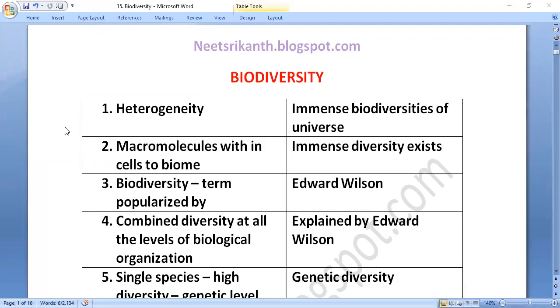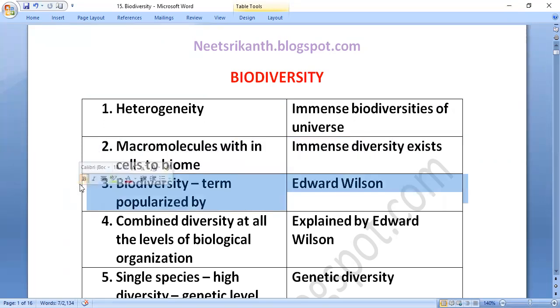Biodiversity, quick revision. Heterogeneity: the immense biodiversity of the universe is called heterogeneity. Immense diversity exists from macromolecules within cells to the biome.